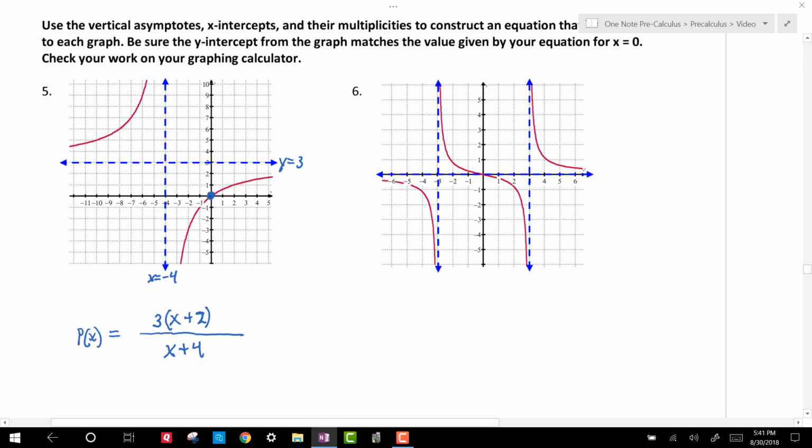If I have x plus 2 in there, if I plug in 0, I would get 0 plus 2 is 2, and 0 plus 4 is 4. So I'd end up with 6 over 4. That's 3 halves. That is definitely not what I'm looking at right there. I'm looking at a 0, 0.